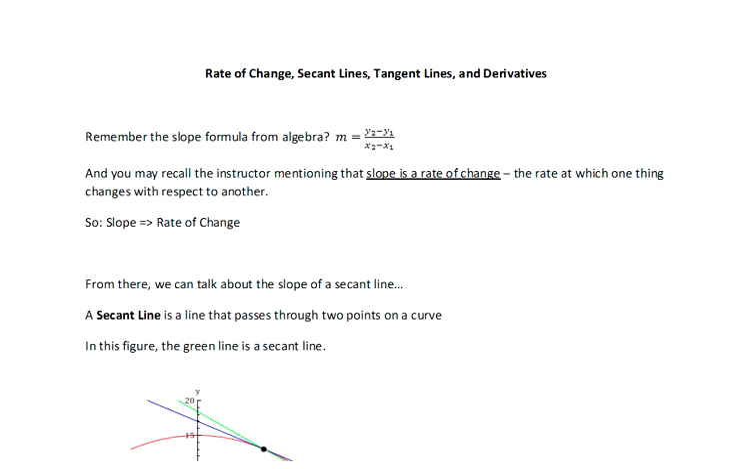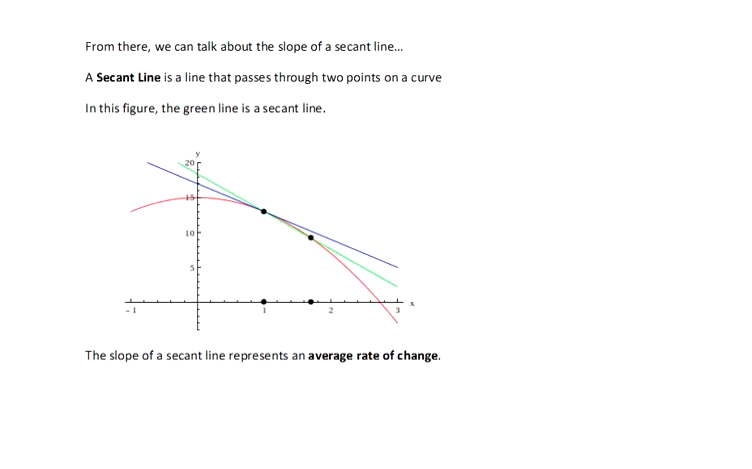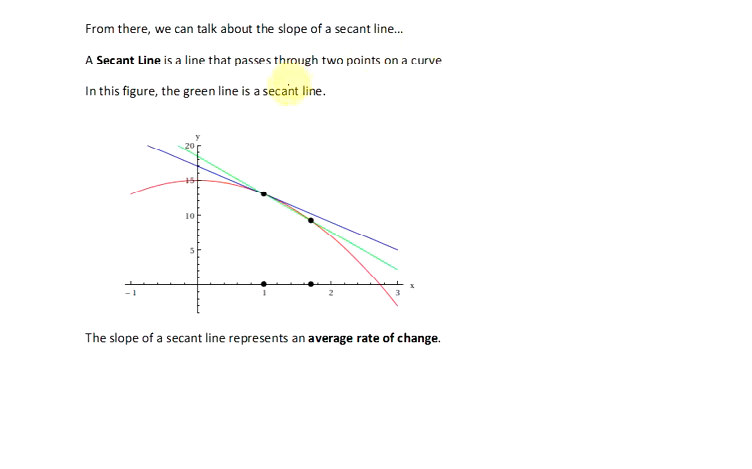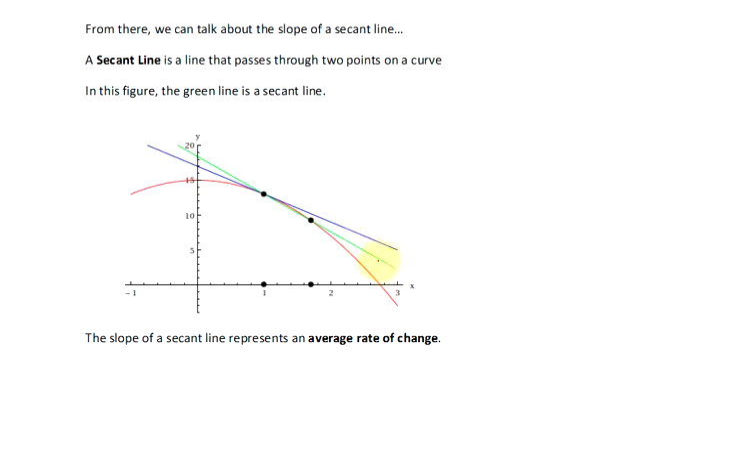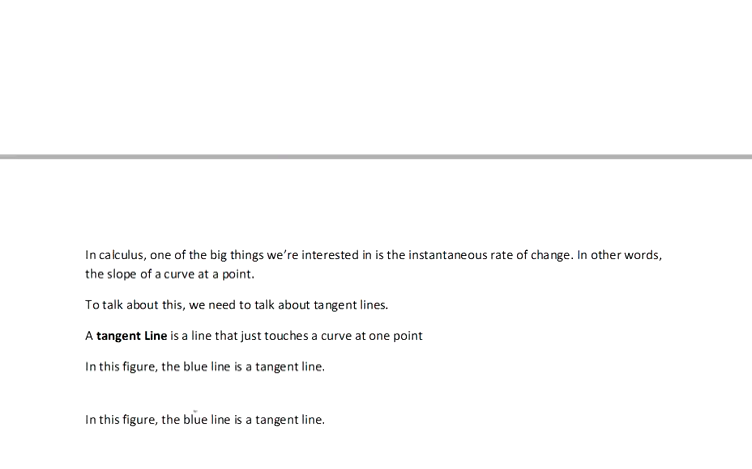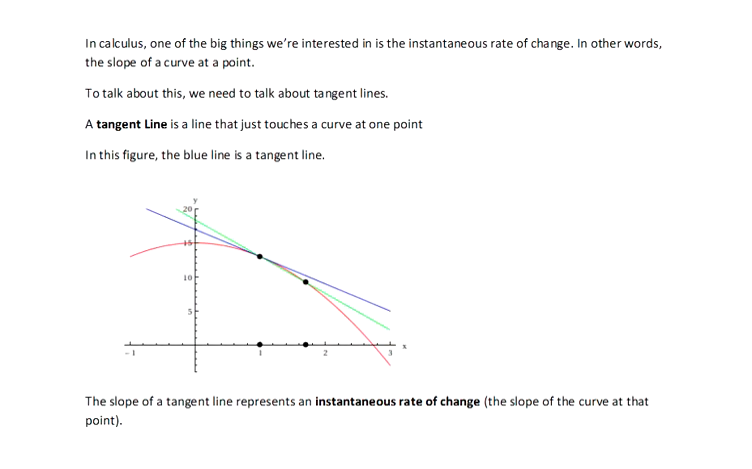So from here, we can talk about the slope of a secant line. A secant line is a line that passes through 2 points on a curve. In the figure that I have here, this green line represents a secant line. You can see that it passes through this curve at 2 points. The slope of the secant line represents an average rate of change. But in calculus, we're interested in instantaneous rate of change. In other words, the slope of a curve at a single point.